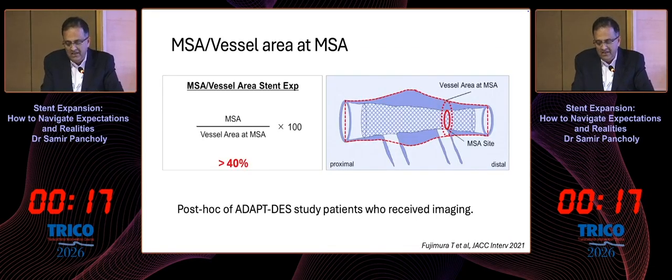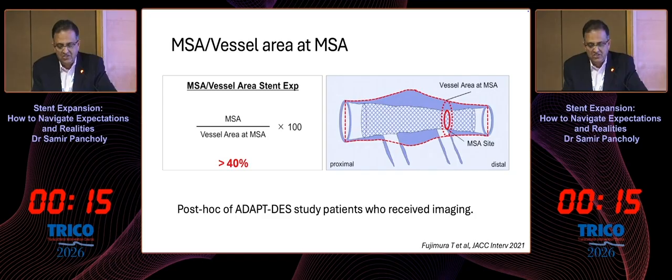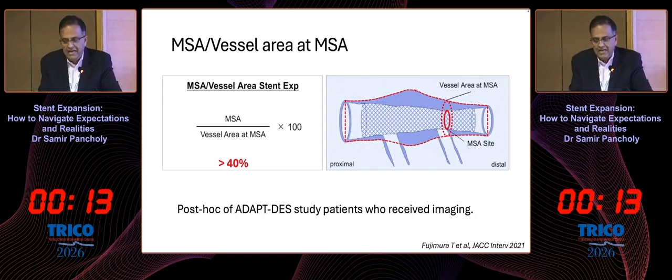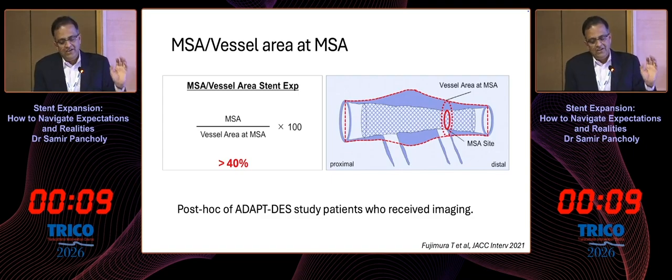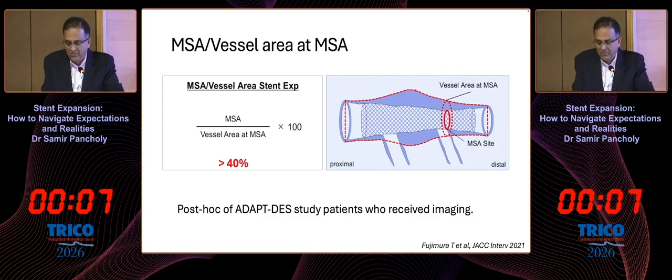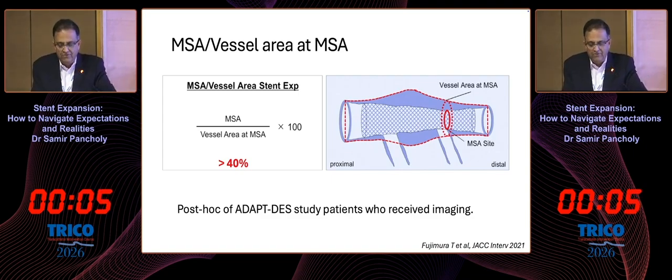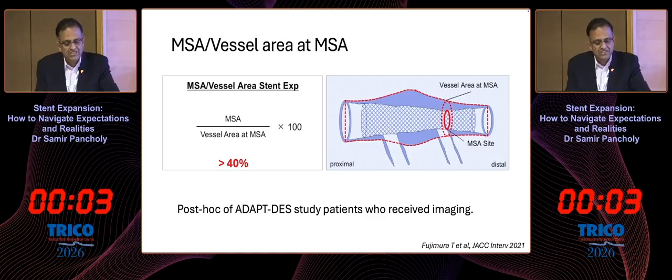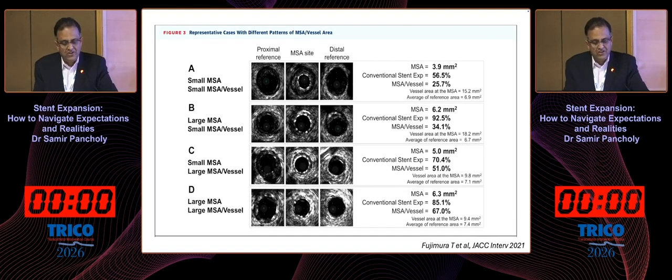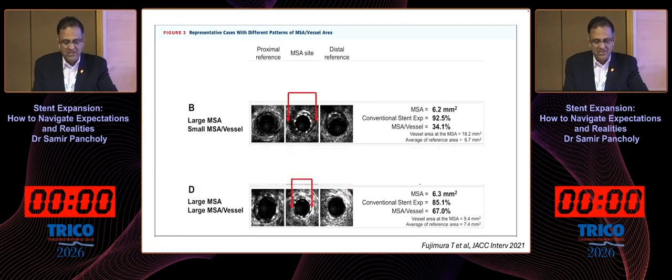How about the latest concept from a post hoc analysis by Fujimura from the ADAPT-DES trial? The concept of how do you deal with a negatively remodeled artery from an MSA standpoint? And that's where we found that if you have an MSA to the vessel area at MSA of greater than 40%, that actually works out to be a fairly reasonable strategy.